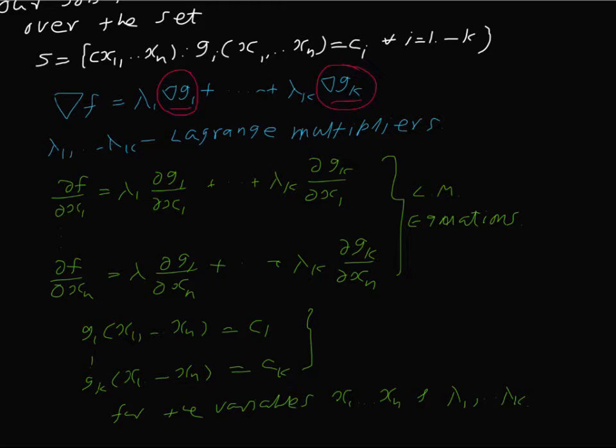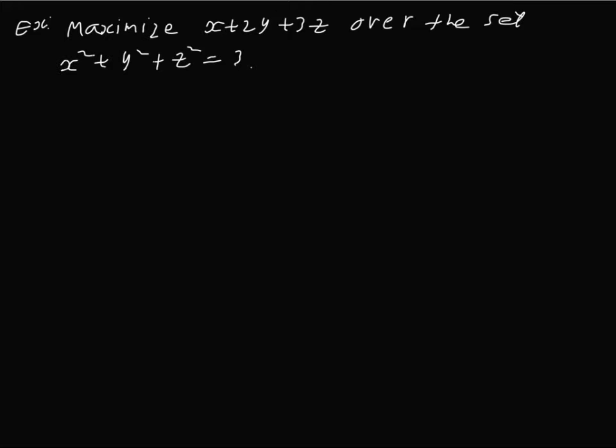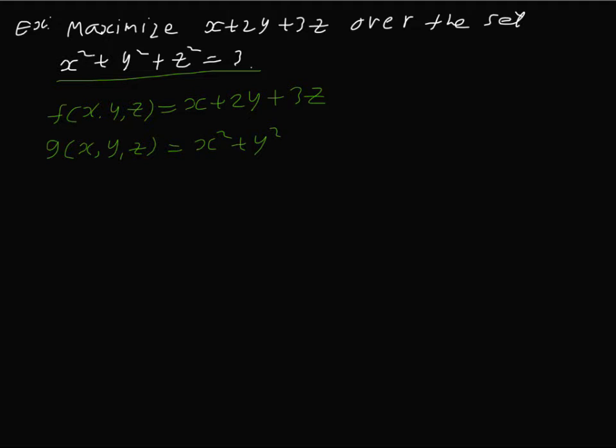Let me explain an example. Maximize x plus 2y plus 3z over the set x squared plus y squared plus z squared equals 3. This is the constraint of this problem. So we can write down the function f of x, y, z equals x plus 2y plus 3z. Then for the g function, we have only one, that is x squared plus y squared plus z squared.